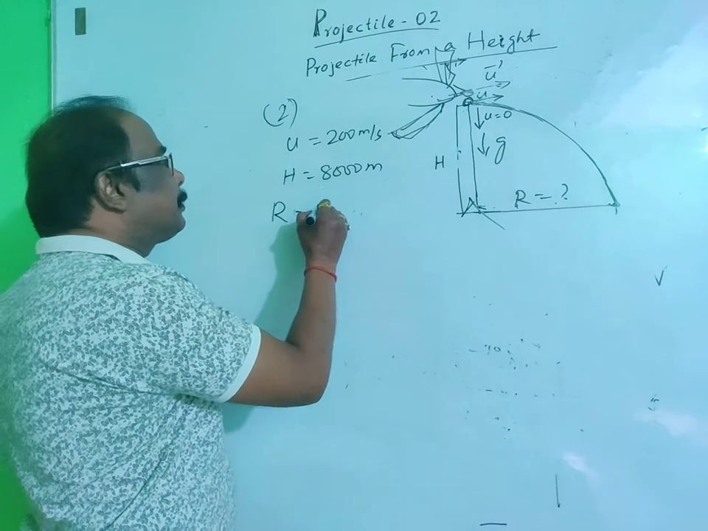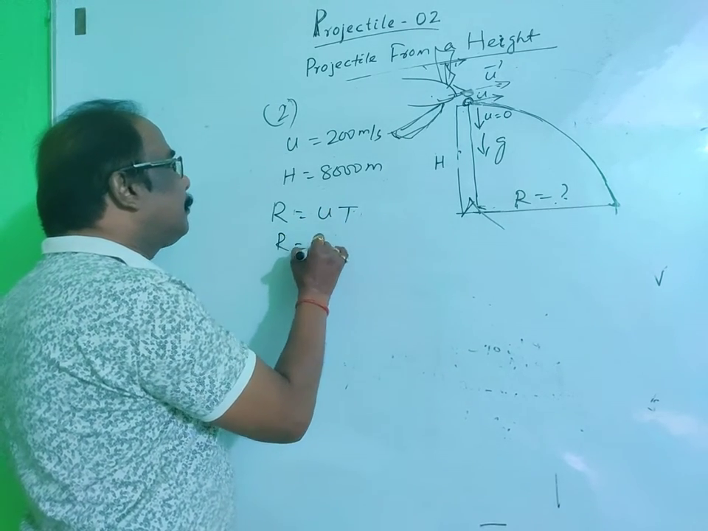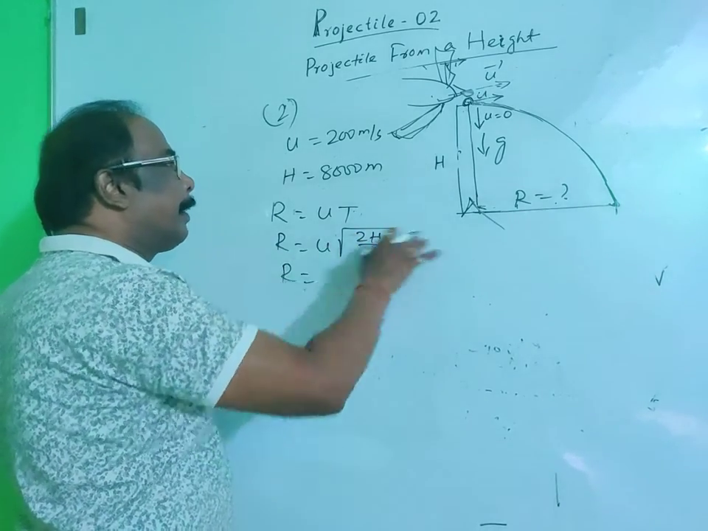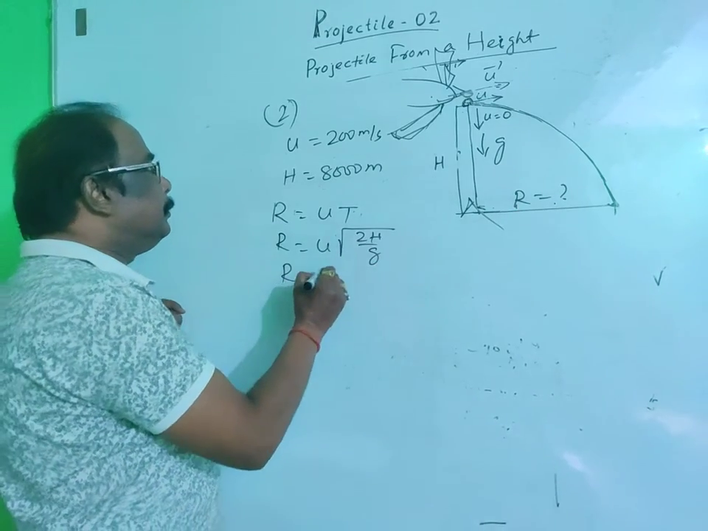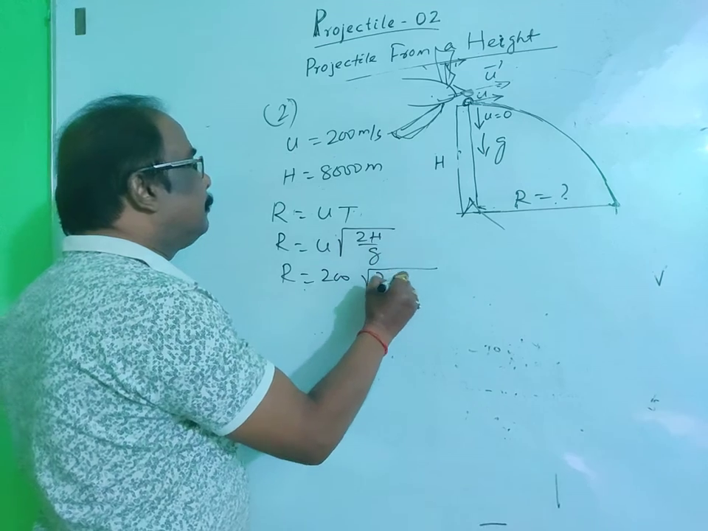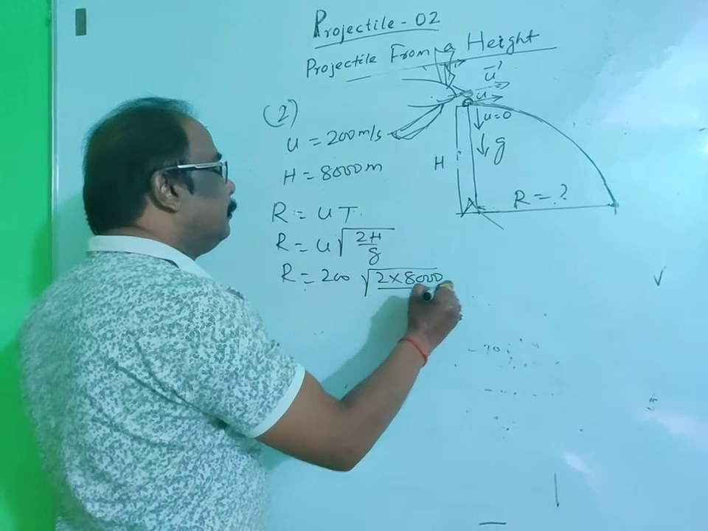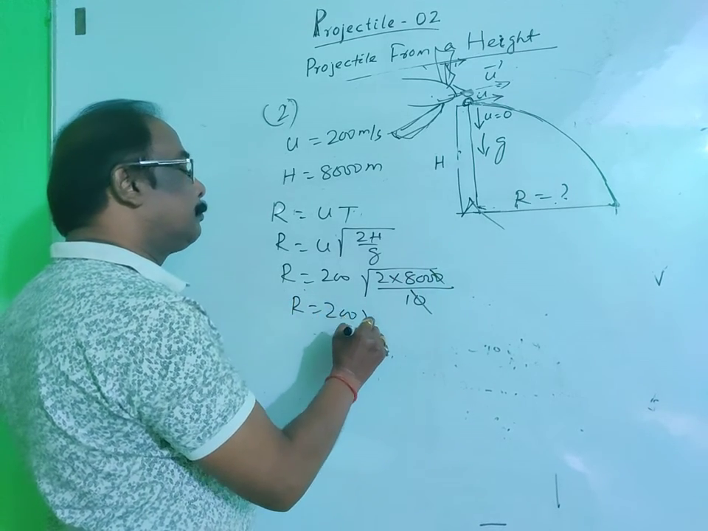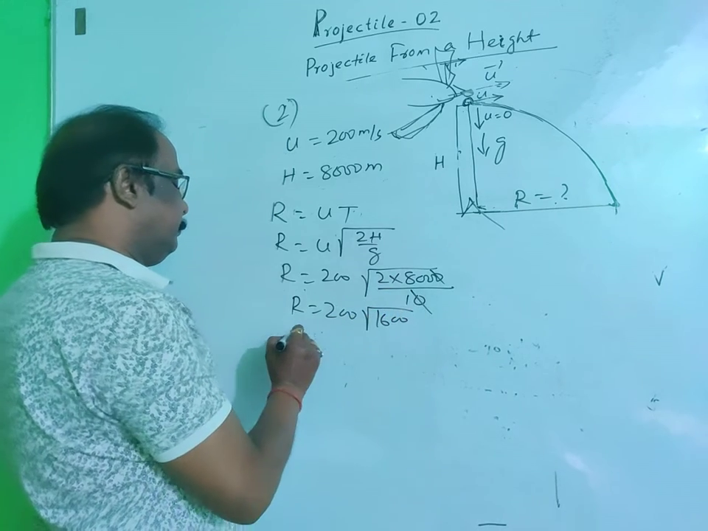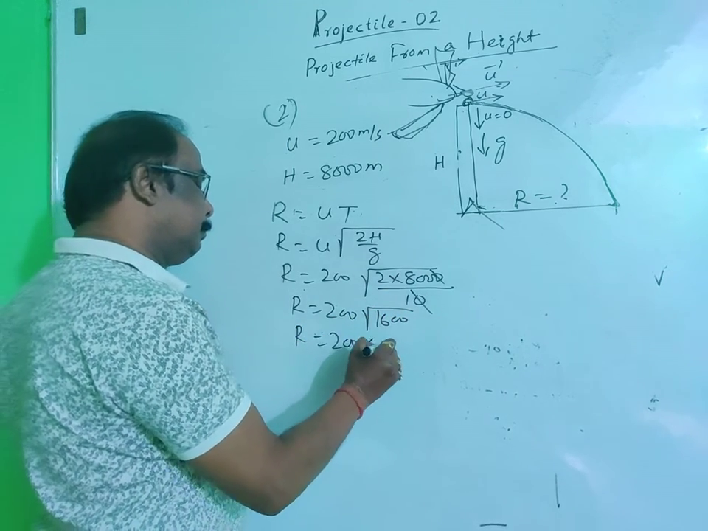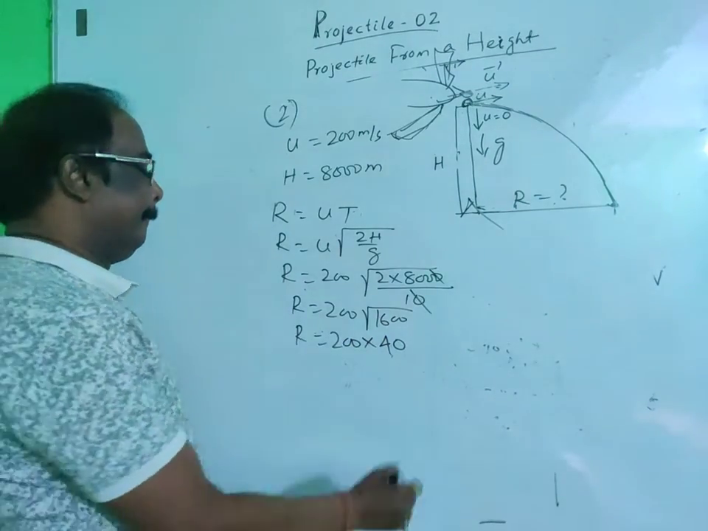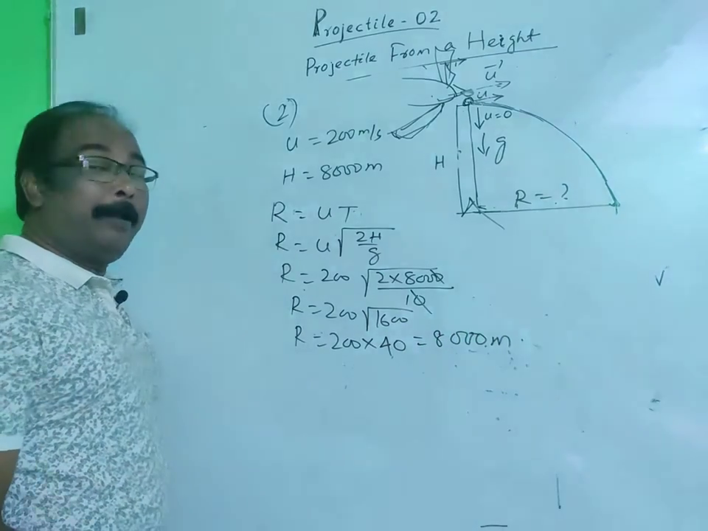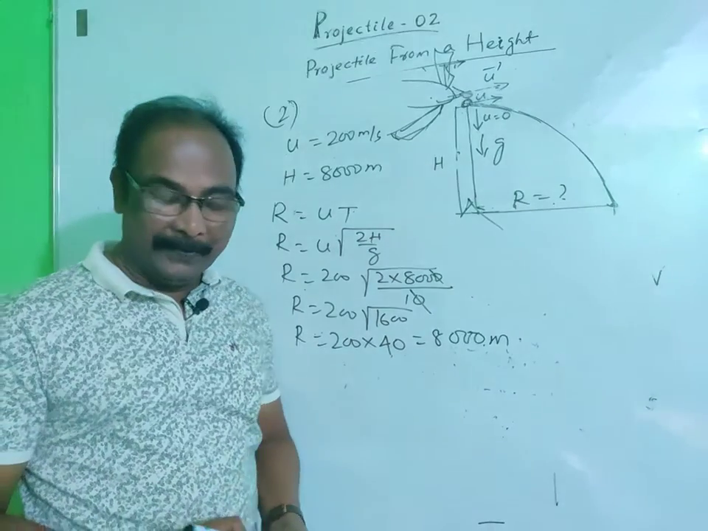As we have discussed, range is equal to u times root of 2h by g. Range means the horizontal distance traveled by the bomb. u is 200, root of 2 into 8,000 divided by 10. So range is equal to 200 square root of 1600. Then range is equal to 200 into 40, and this is 8,000 meter. Too much.